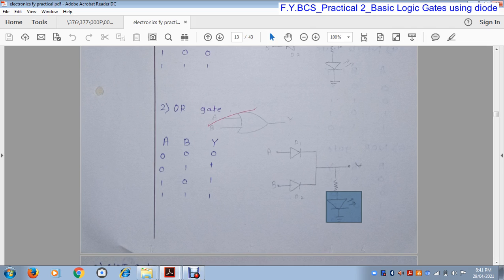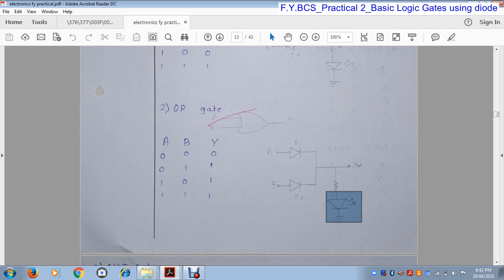Similarly, for inputs 1 and 1, the anode of D1 is 1 and the anode of D2 is also 1. That means both anode terminals of both diodes are at higher potential. This is the anode of D1, this is the anode of D2, and 1 means 5 volt. The anode of D1 is at higher potential, and similarly the anode terminal of D2 is also at higher potential, so current will flow from both diodes.